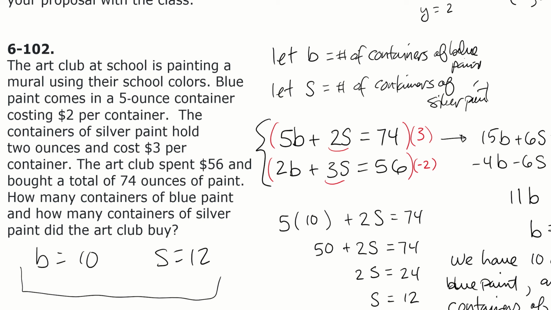Alright, so again, let's move on now. That big idea right there is sometimes when you're solving a system, to do it, you need to multiply both of the equations, not just one.